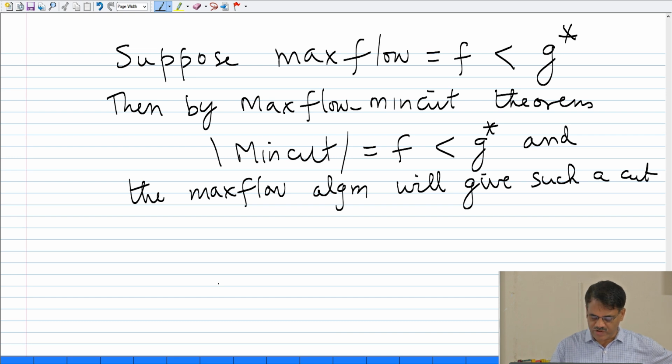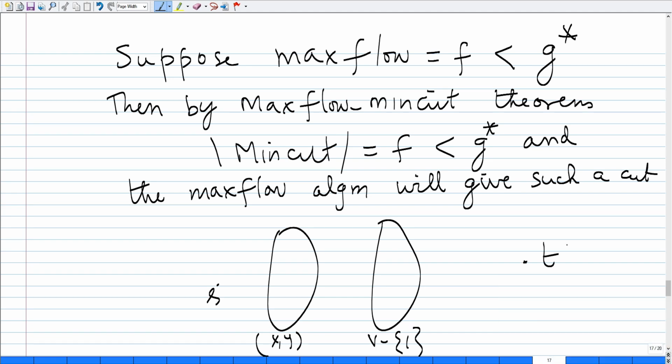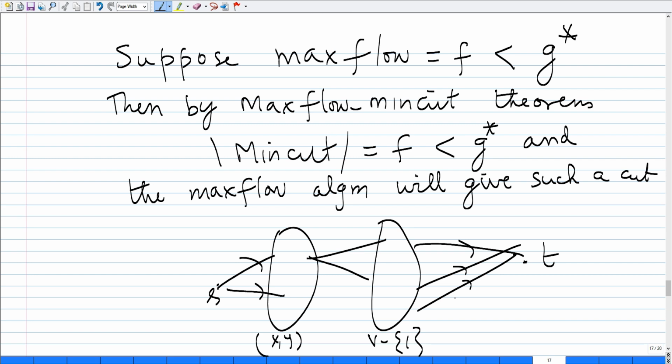So, let us recall our graph again. So, these are the xy pairs, and this is my vertex set minus 1, and this is my t. So, what is a cut? So, an ST min cut, right? What does it mean by an ST cut? In a directed graph like this, what is the definition of an ST cut?